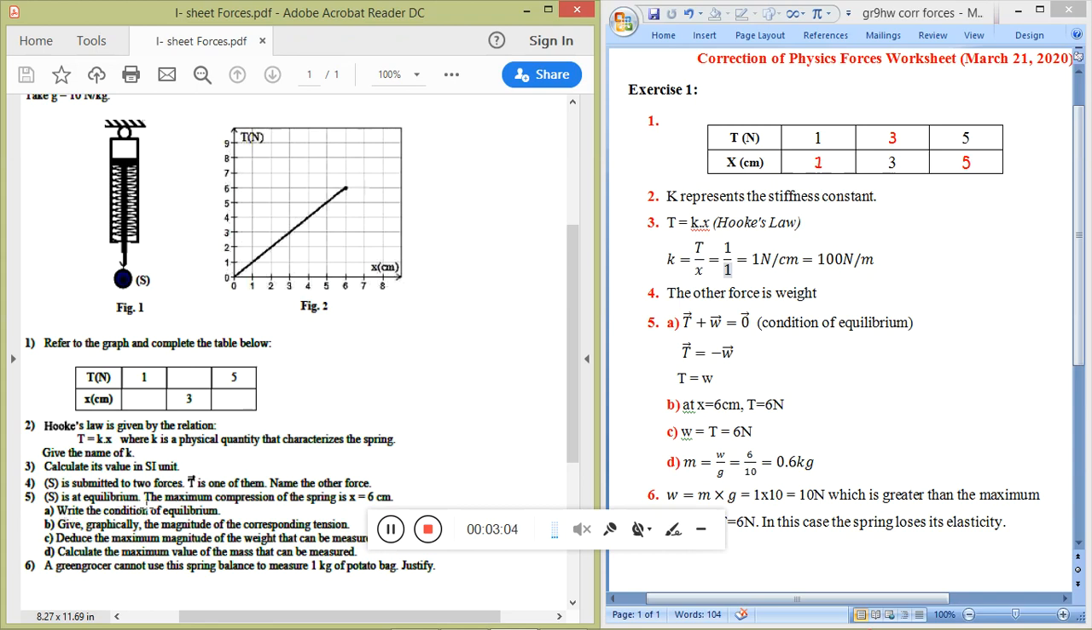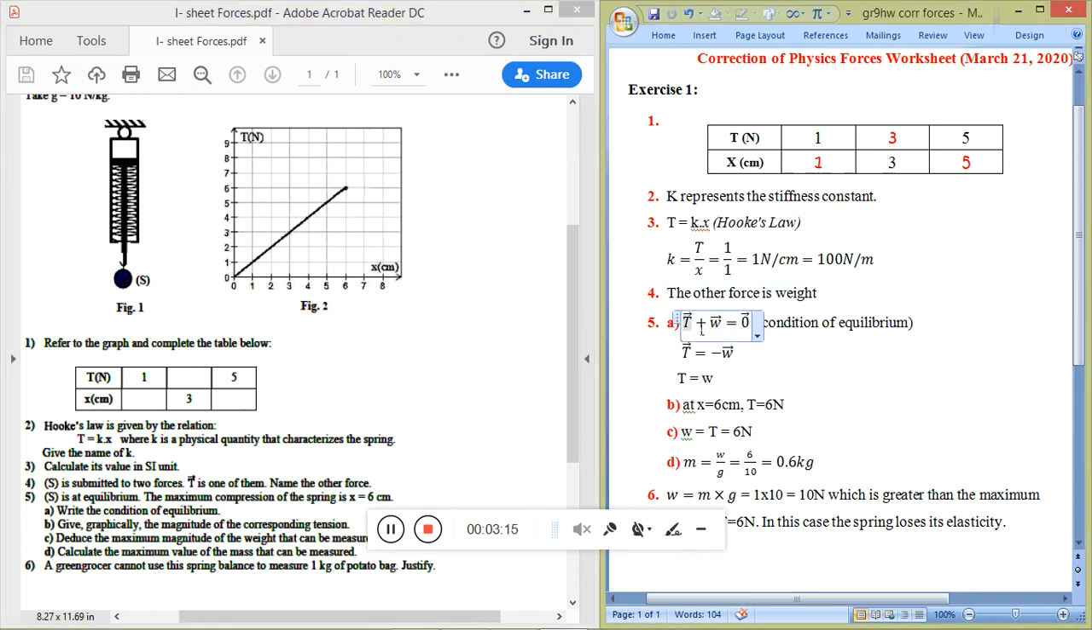Okay, S is in equilibrium. The maximum compression of the spring is X equals 6 centimeters. Write the condition of equilibrium. The condition of equilibrium includes all the forces acting on the block, which are the tension and the weight. So tension vector plus weight vector equals the 0 vector, the condition of equilibrium. We can begin with sigma F equals 0 before this, but it's okay to start with T plus W. So the tension equals minus the weight vector, and the magnitude relation is tension equals weight.